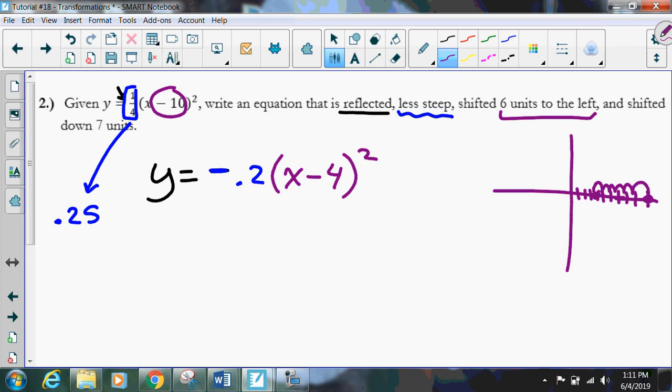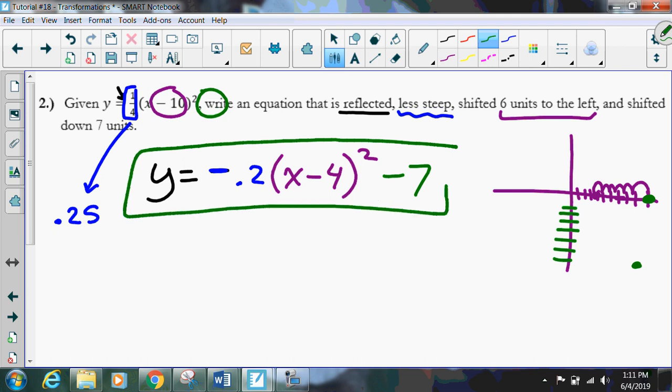We're almost done. We now want to shift this original equation down 7 units. We notice the original equation didn't have a vertical shift. It didn't have a plus or minus at the very end. Remember when we drew right here where the vertex was? It had been shifted to the right 10, but it was not shifted up or down. So now we want to shift it down 7 units, and that means we're just putting a minus 7 at the end.